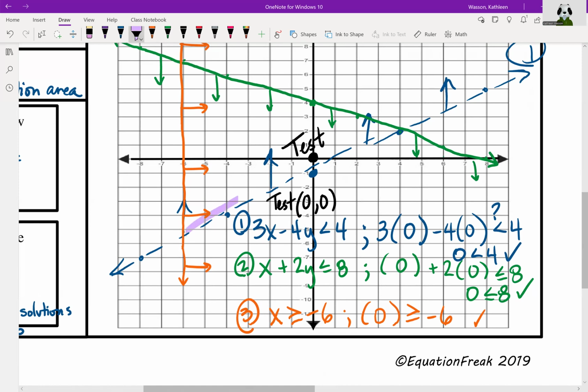Every point above this dashed line and to the right of this solid line and below this solid line will work for my system of inequalities. So we can show with a graph where the solutions are for a system. We can also describe the solutions using domain and range for this shaded area.